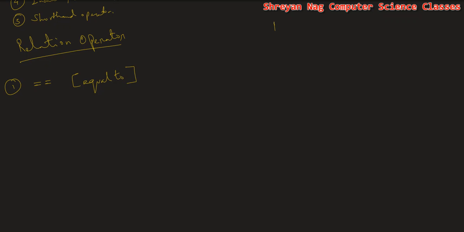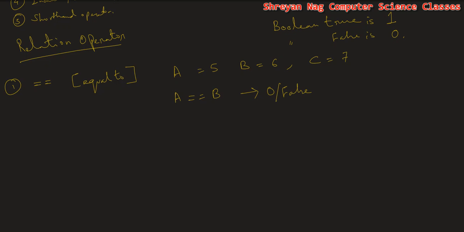So keep in mind that Boolean true is 1 and Boolean false is 0. Suppose A has 5, B has 6 and C has 7. If you do this expression, A equal to B, definitely it is false. So the output will be in the form of 0 or false. These are in the form of Boolean expressions.